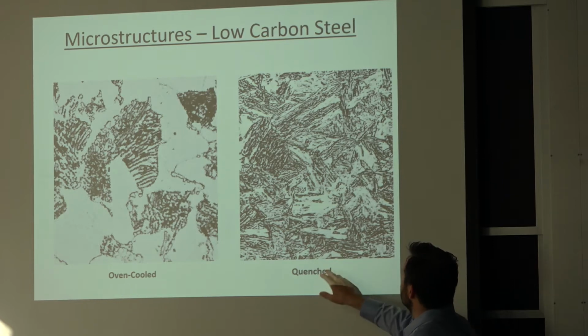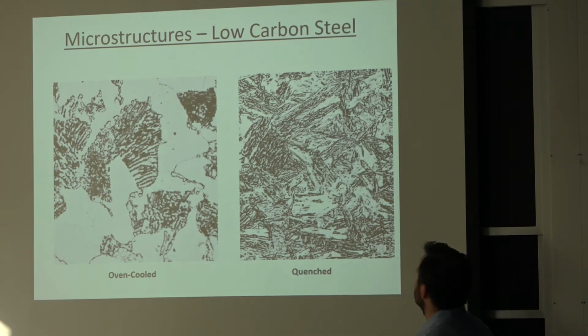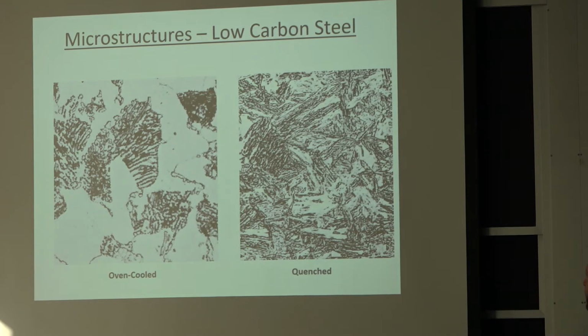And this one here, where it's quenched, it has more of the needle or the plate-like features from the martensitic transformation. So it's looking very different. First of all, you only really see one phase here. And that structure needs to be tempered, so you have a good combination of strength and ductility.